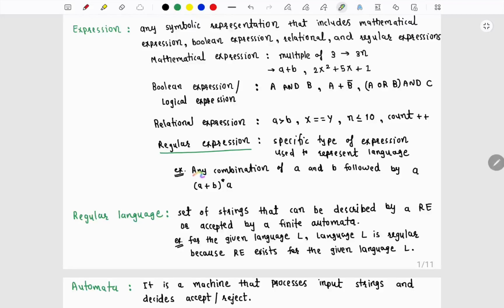If for any language, if there is regular expression exists, then that language is called as regular language. In our example, this is called as regular language because for this language regular expression exists. So what is the definition of regular language? Set of strings that can be described by a regular expression or accepted by a finite automata is called as regular language.